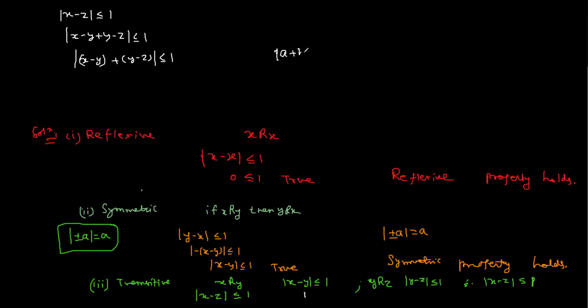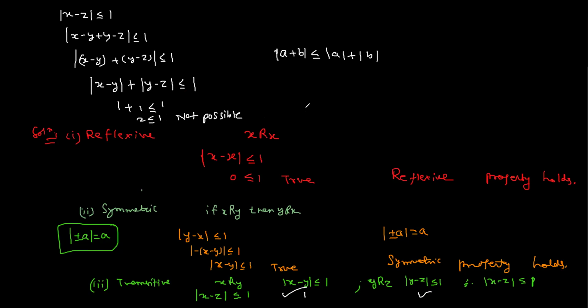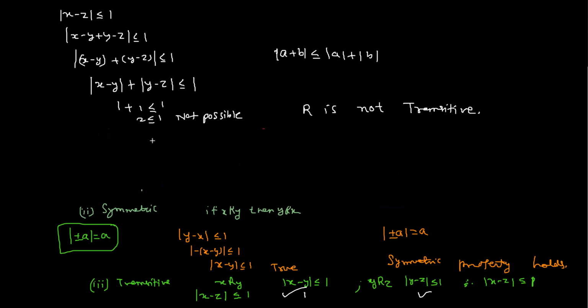So you know mod A plus B is less than or equal to mod A plus mod B, right? So you can write what? Right? Yes. But mod X minus Y is what? 1, and mod Y minus Z is 1, right? 2 is greater than or equal to 1. This is true or false? Not possible, right? False. It means you can say R is not transitive, right? If any one of the property does not hold, then you can say what? Yes. You can say R is not an equivalence relation.